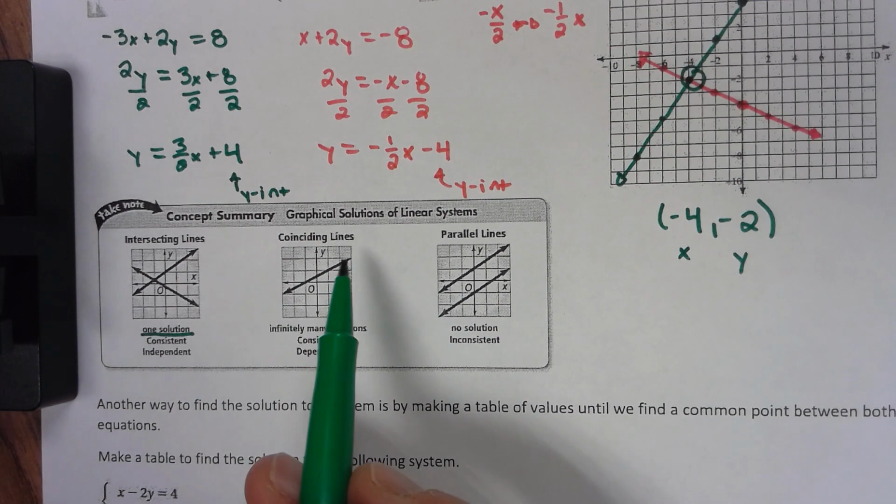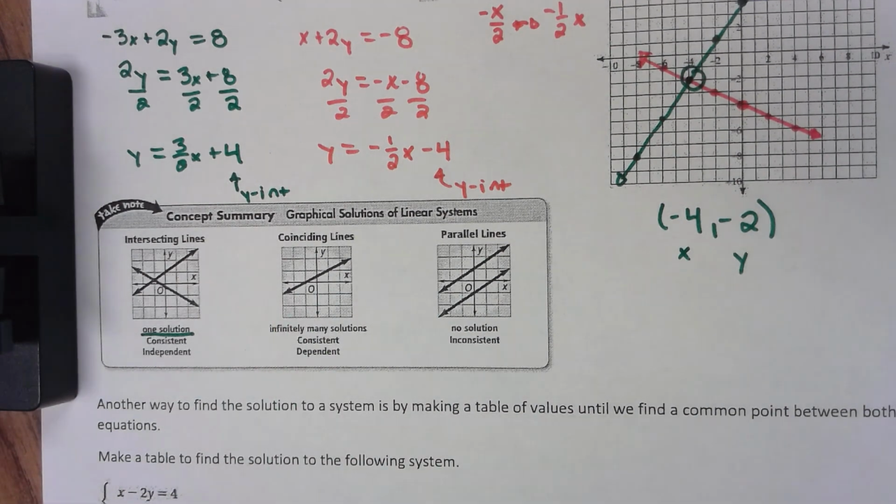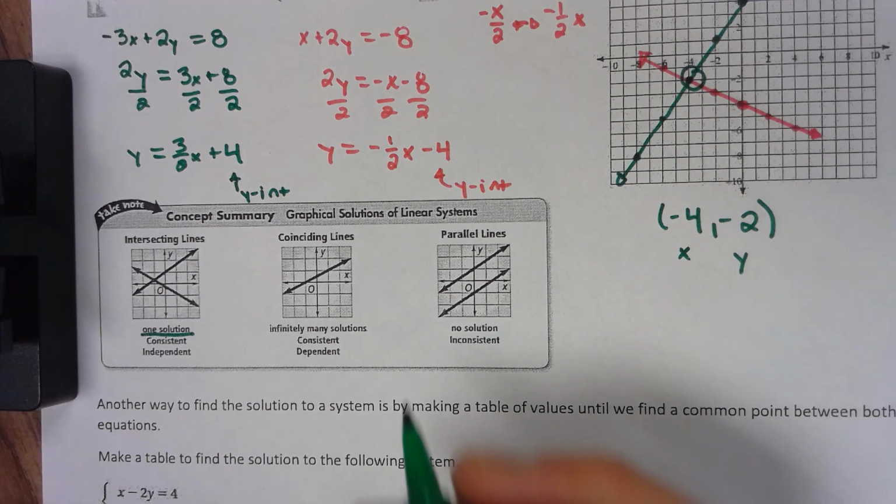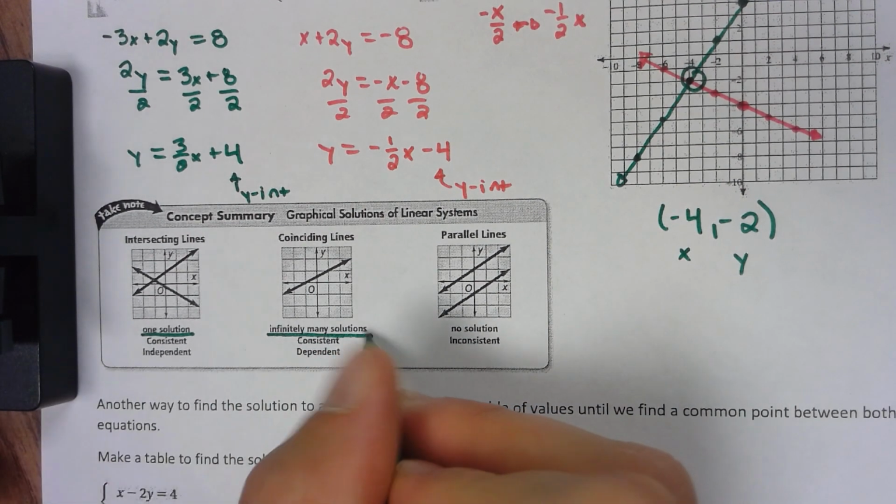Anyways, we could also have lines that are the exact same. Where we have one line and we just stack another right on top of it. When they're the same, we say that they have infinitely many solutions.